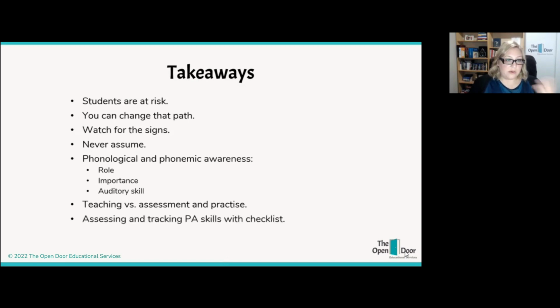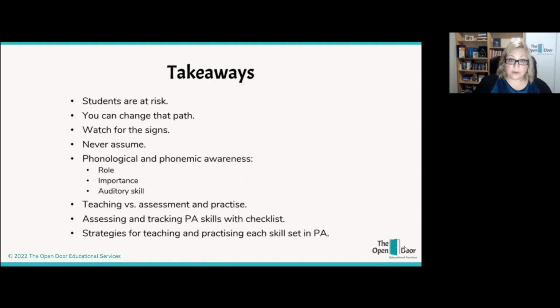Then again, we also have assessing and tracking those phonological and phonemic awareness skills with your checklist. This is your tool to make sure you don't have students slipping through the cracks. They only get that check mark when you know they've got it. And then, of course, the takeaway of all of those different strategies that we discussed for teaching and practicing each of those skills in the phonological and phonemic awareness skill set.